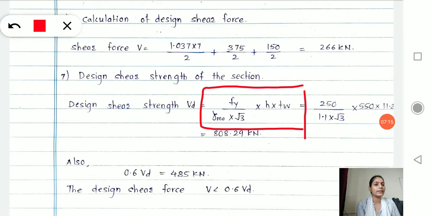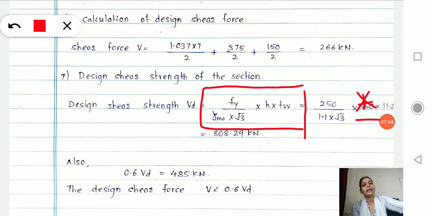And as we chose the section ISMB 550, hope you remember, the overall height h will be 550 over here. So see here, I have written 550. Then the thickness of web for the ISMB 550 is mentioned in the steel table. Just collect the values from there and put them into the formula.